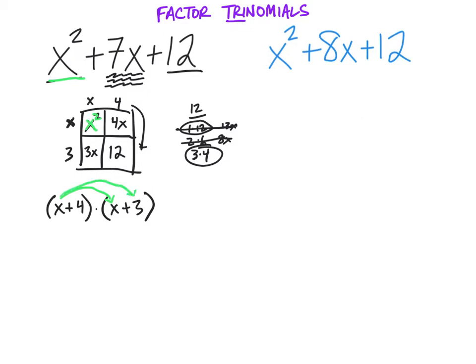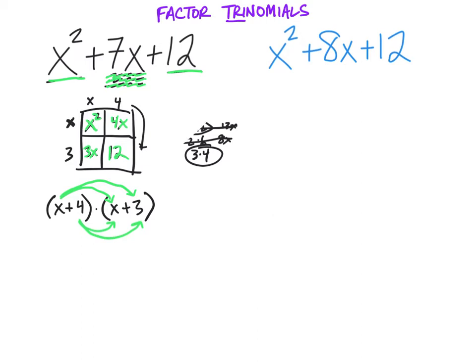X times 3 is 3x that I have in the boxes. Not quite what I have up in the original problem yet. 4 times x is 4x, what I have in the boxes. Ooh, now 3x and 4x gives me that 7x. So now I've got that. And then 3 times 4 is 12. 4 times 3 is 12. So I have the same problem. Now it's just easier to find what my x's are.